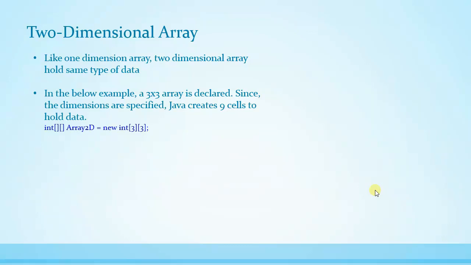Here we specified 3 cross 3, so that means the array is a square array with 3 rows and 3 columns. We can specify the dimensions differently also. For example, if I say int of 6, 3, then it's an 18 cell array with 6 rows and 3 columns.